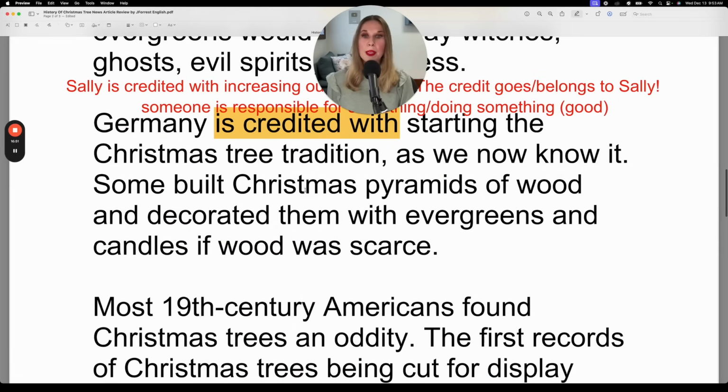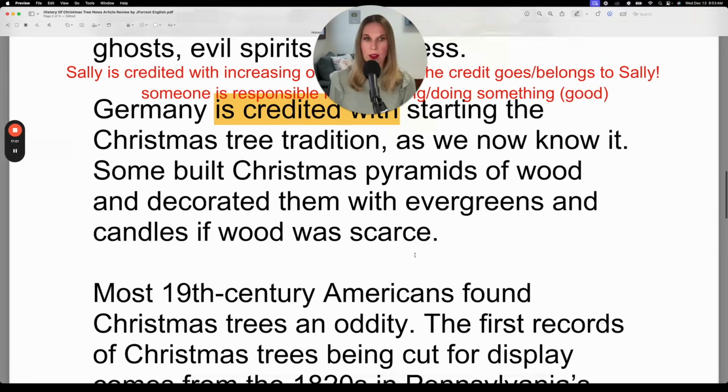Now let's continue with our lesson. Some built Christmas pyramids of wood and decorated them with evergreens and candles if wood was scarce. All right, so this is an alternative to a Christmas tree. They built Christmas pyramids. I actually have seen some Christmas pyramids outside homes as Christmas decorations. What about you? Have you ever seen a Christmas pyramid? And again, my students in Germany, is it still common to build Christmas pyramids?